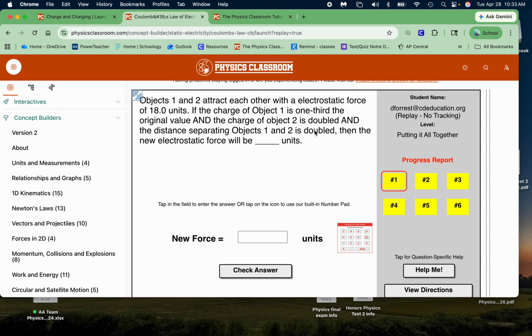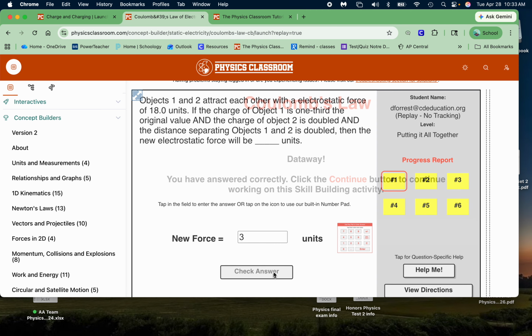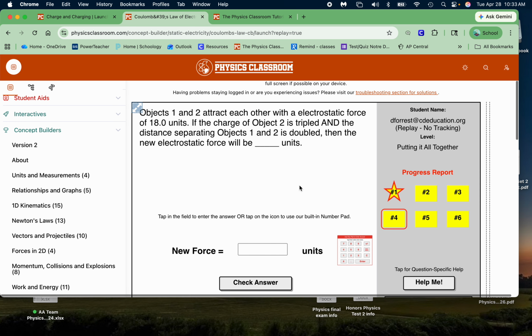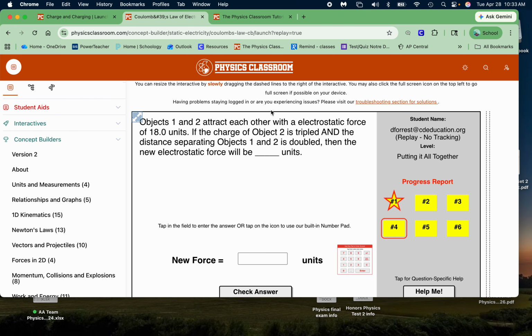So 18 times 2 divided by 3 divided by 4. And that does give me 3 units. So hopefully that's right. So these are all about proportions. Hopefully that helps.